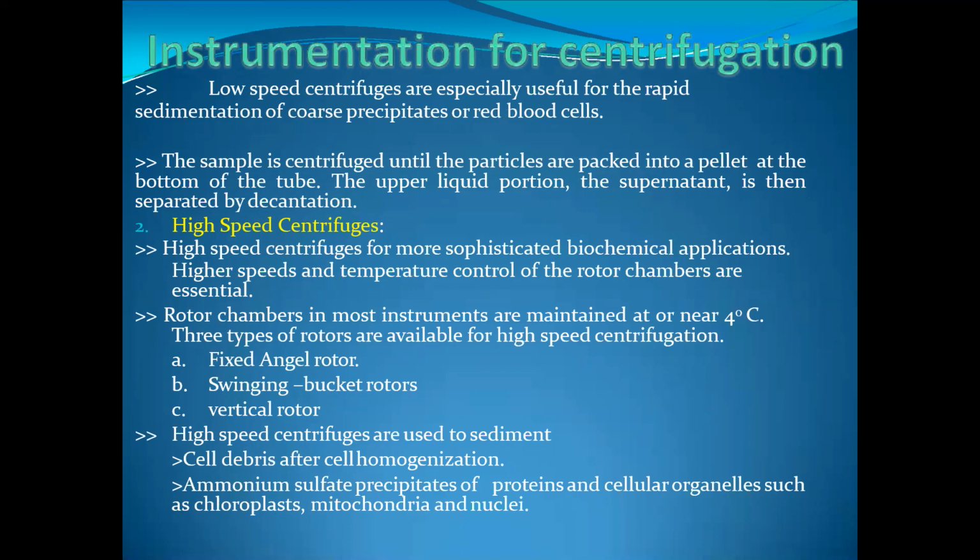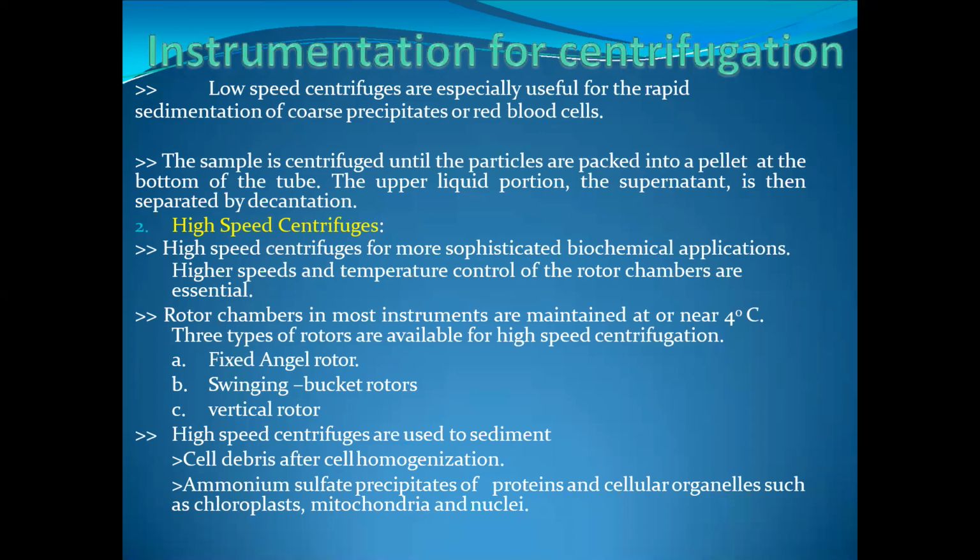The second type of centrifuge is the high speed centrifuge, used for more sophisticated biochemical applications. Higher speeds and temperature control of the rotor chambers are essential. Rotor chambers in most instruments are maintained at or near 4 degrees Celsius.